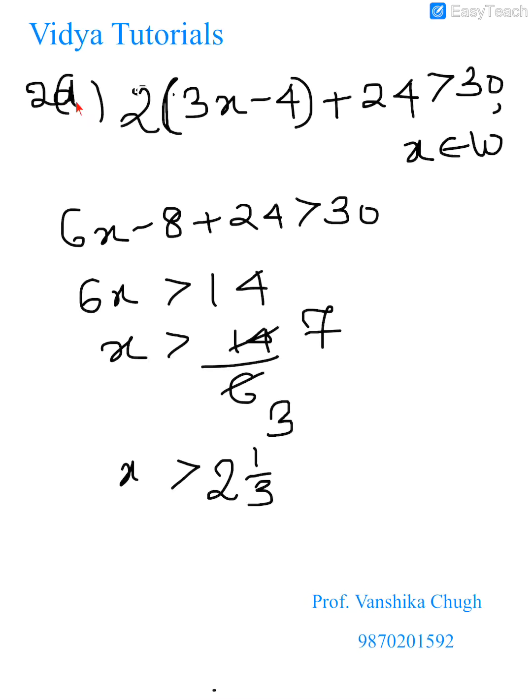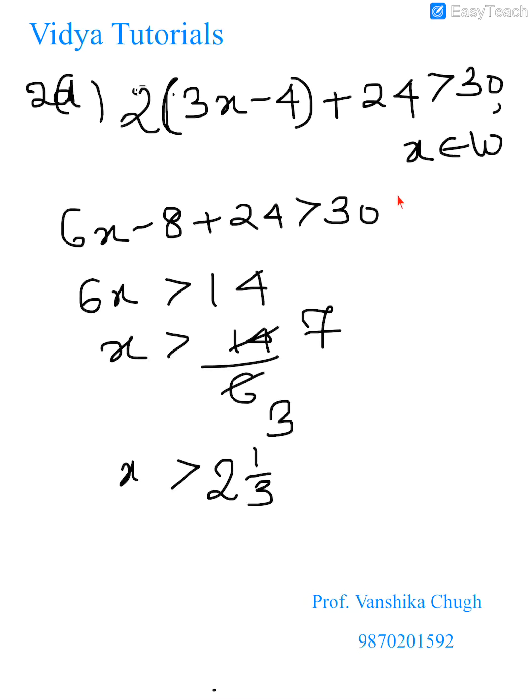Next I am solving sum number 2d. You have 2 bracket 3x minus 4 plus 24 greater than 30. X belongs to whole numbers. First I will solve my linear inequation. I multiplied the bracket. So 6x minus 8 plus 24 is greater than 30. And then I have taken this on the other side. I get 6x greater than 14.